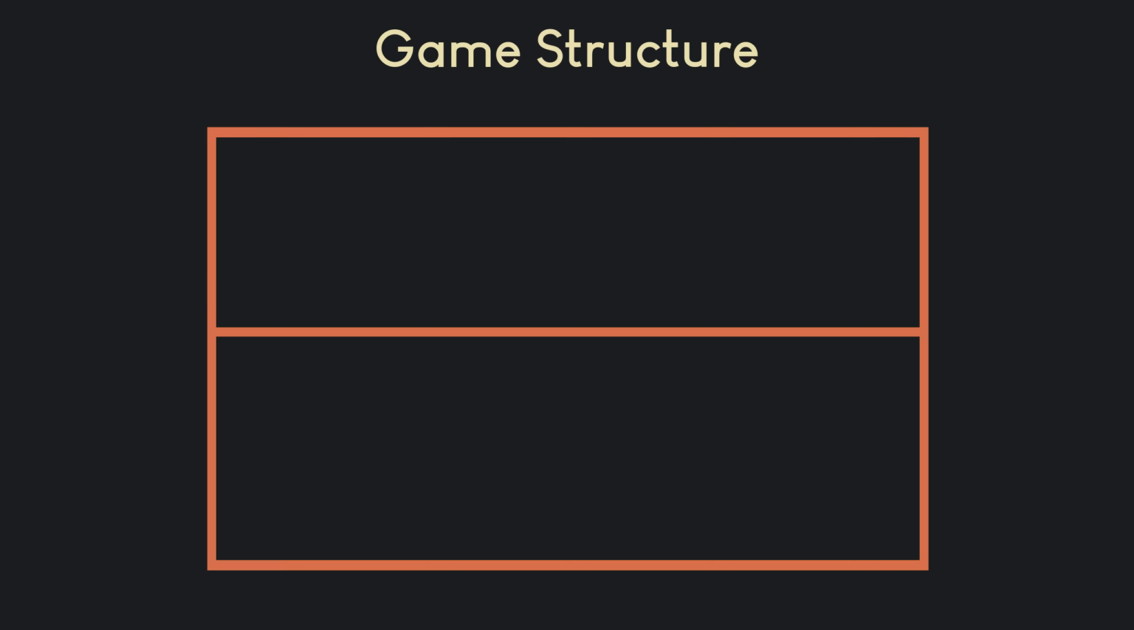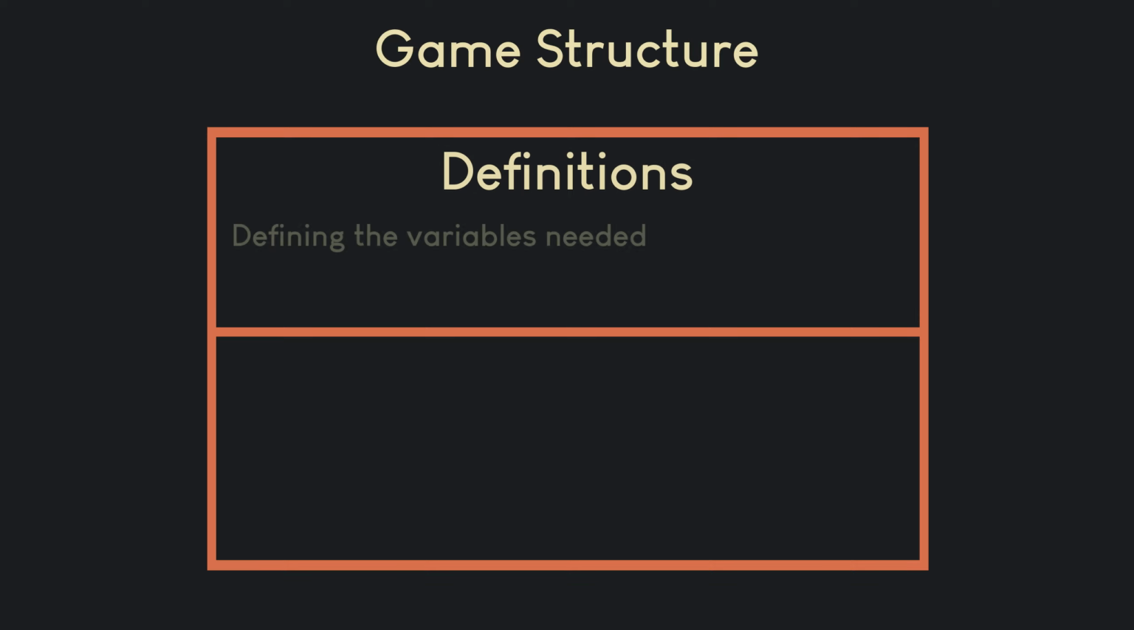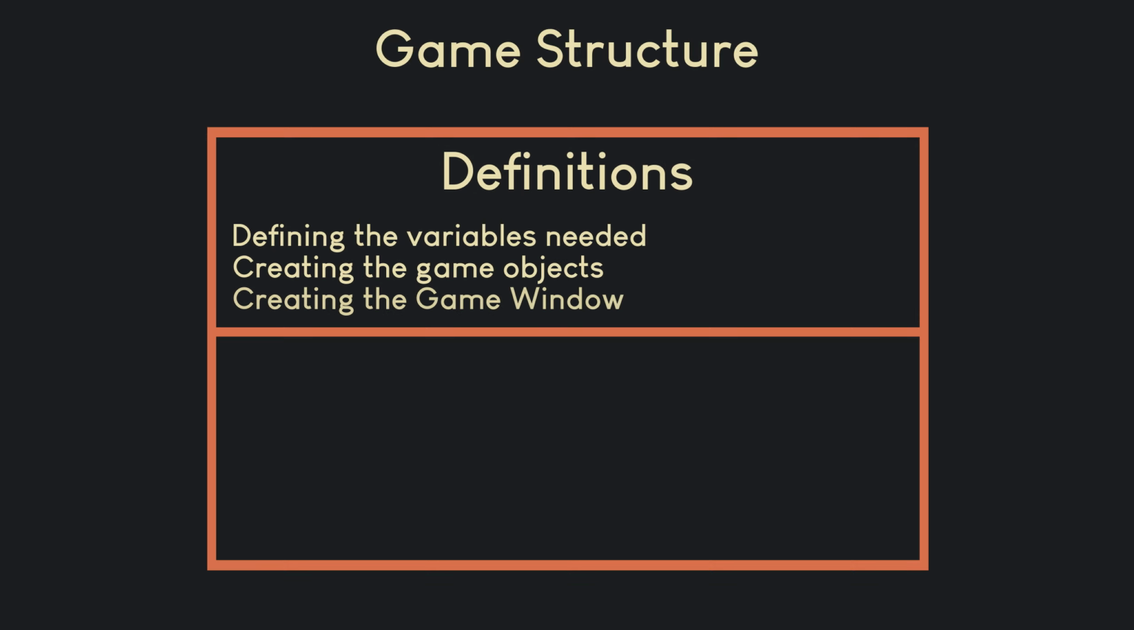Before we start, it is important to understand the structure of a game. Every game consists of 2 parts. The first part is where we define our variables and game objects, and we create the game window. In today's example, we only have one game object to keep things simple, a ball.